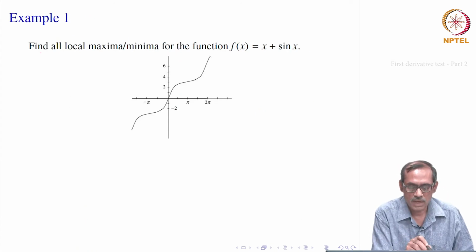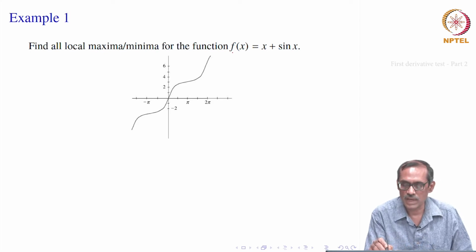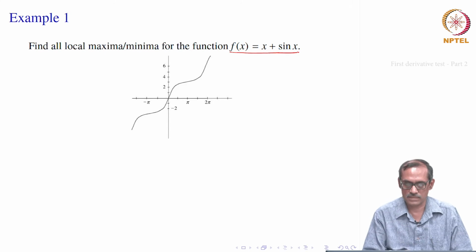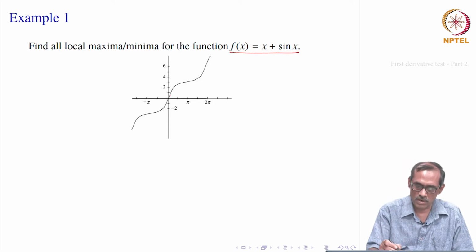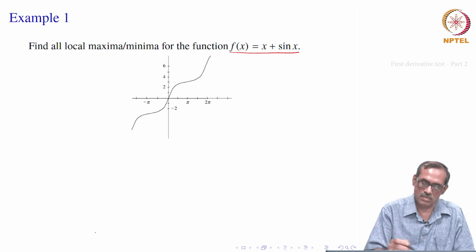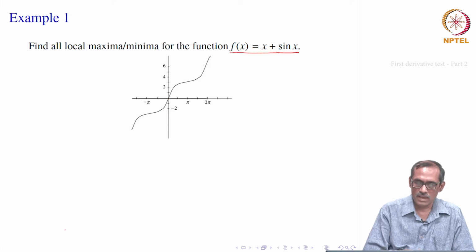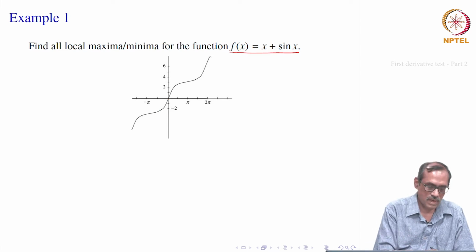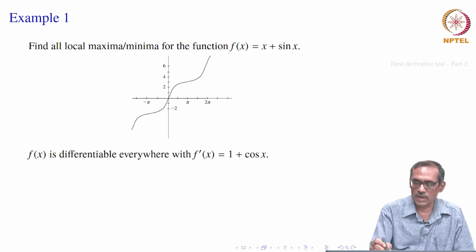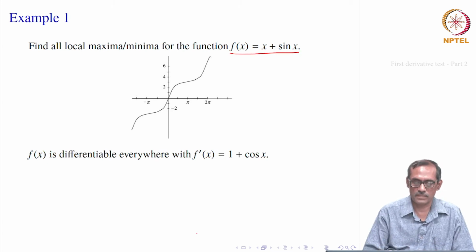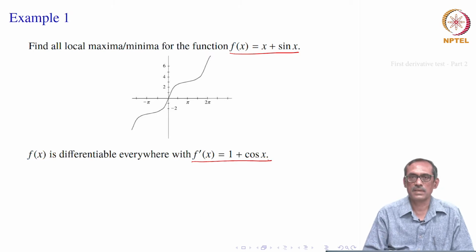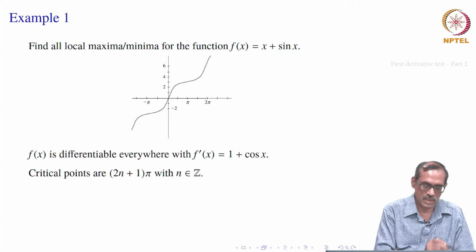Say first example, we are asked to find all local maxima and minima for the function f(x) = x + sin x. So, if you plot the graph, it would look something like this, but it will be misleading sometimes, because these points may look horizontal, sometimes they are not. Okay. So, we will find out analytically what happens. Now, this function is differentiable on the whole of R, and its derivative is 1 + cos x. Then we should find its critical points.